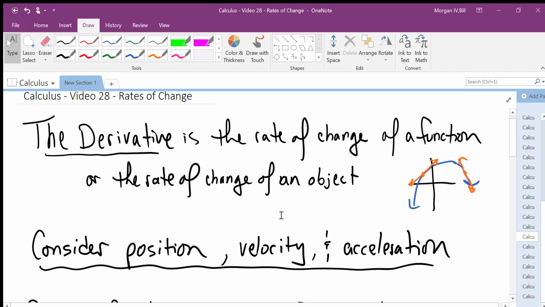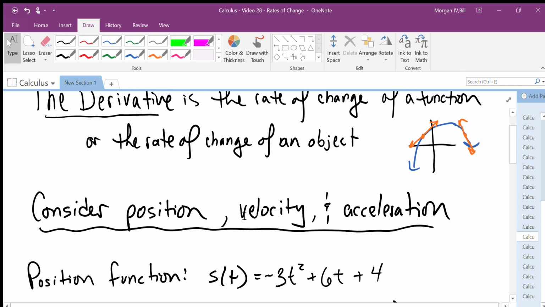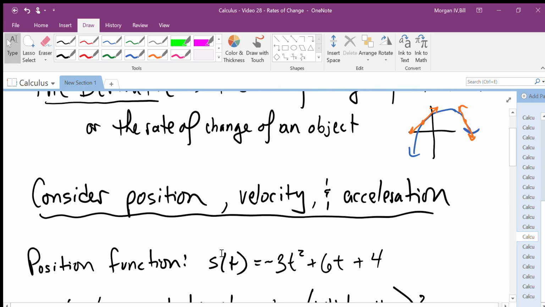Speaking of, let's go to what are considered three kinds of functions here. The position function, the velocity function, and the acceleration function. For example, suppose I have a position function that looks like this. The position function is describing the position of an object. Think about a ball being thrown directly up into the air. This position function might describe the height of the ball.